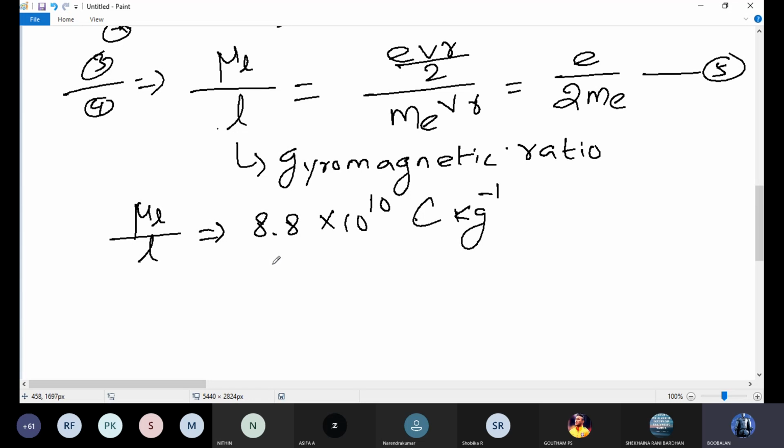From the above ratio formula, just rewrite: mu L is equal to e divided by 2 m e, into L. Here e is there, no need to cancel. m e is the mass of electron, e is the charge, into L. Kindly understand. If you have any confusion, please ask me.